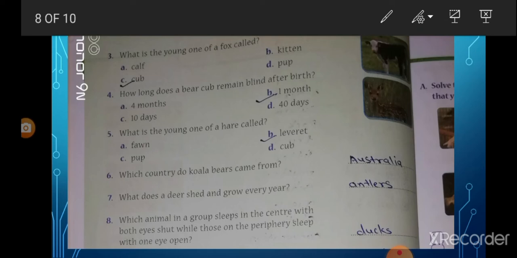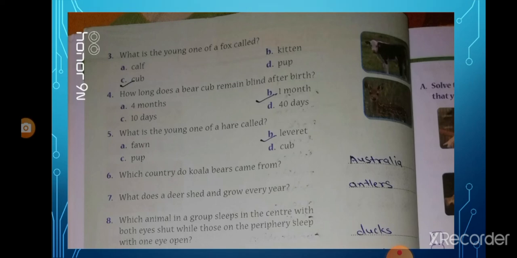Question number 8. Which animal in a group sleeps in the center with both eyes shut while those on the periphery sleep with one eye open? That animal is ducks. Now we'll move to the next question.